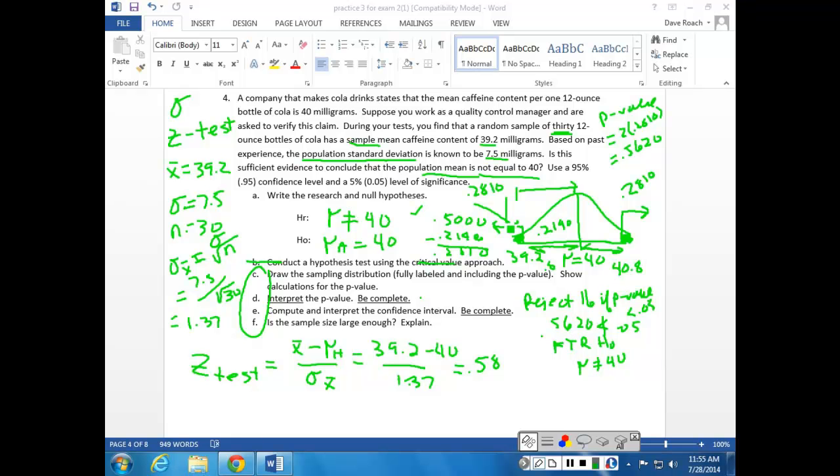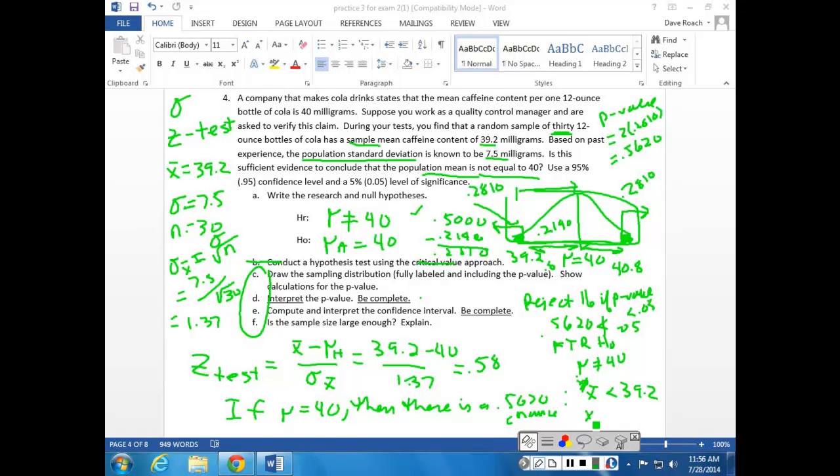So now that conditional statement. If mu is equal to 40, if H0 is true, then there is a 0.5620 chance that you would get X bar less than 39.2 or X bar greater than or equal to 40.8.